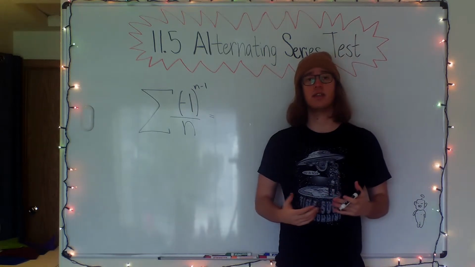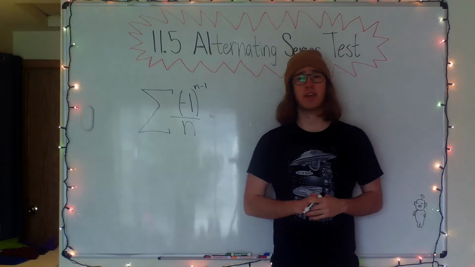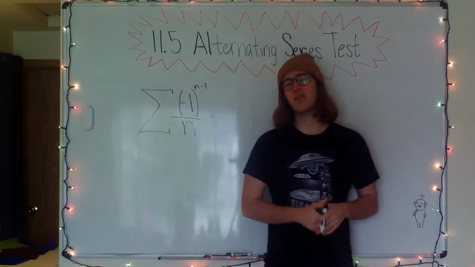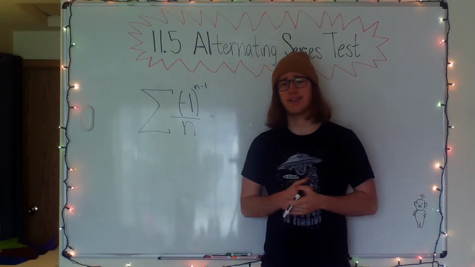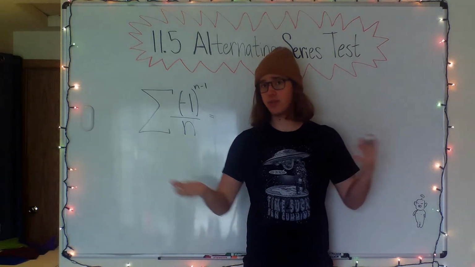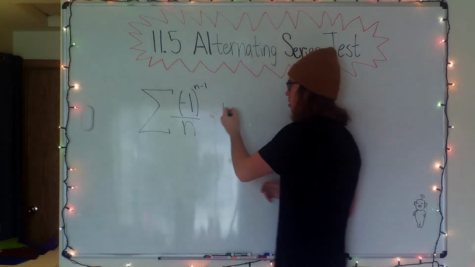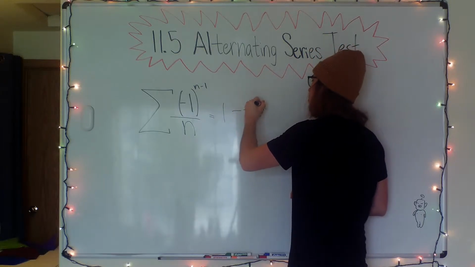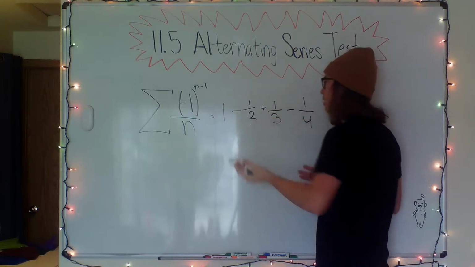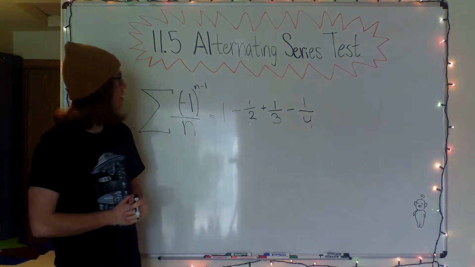Now we have the series, the sum of negative 1 to the n minus 1 over n from 0 to infinity. And we know the series 1 over n is divergent. But what about the alternating version of 1 over n? Well, it's 1 minus 1/2 plus 1/3 minus 1/4, and so on. We're like, okay, cool. We can apply the alternating series test.